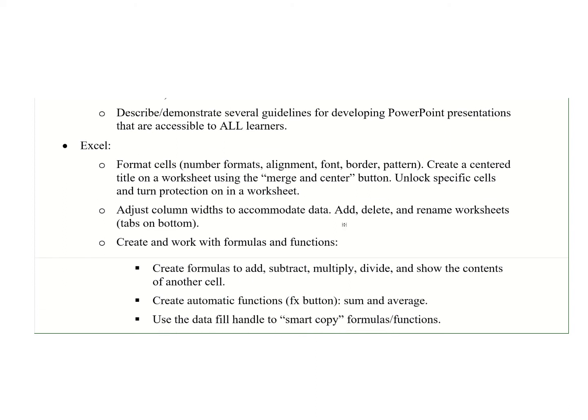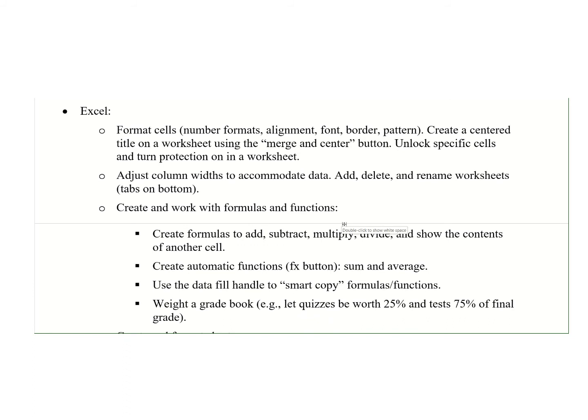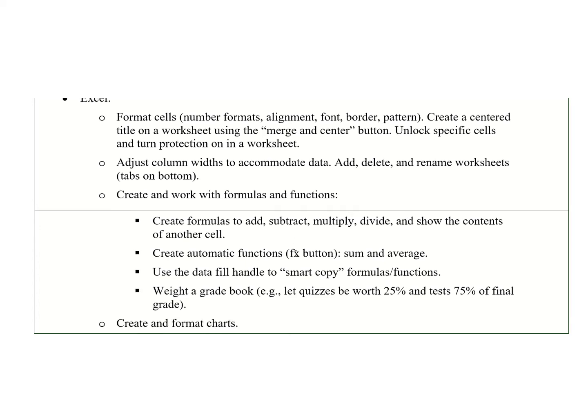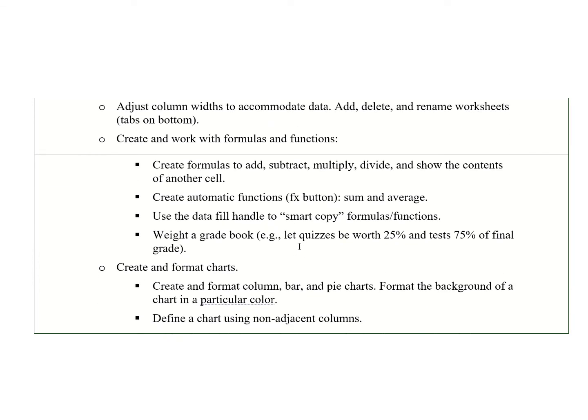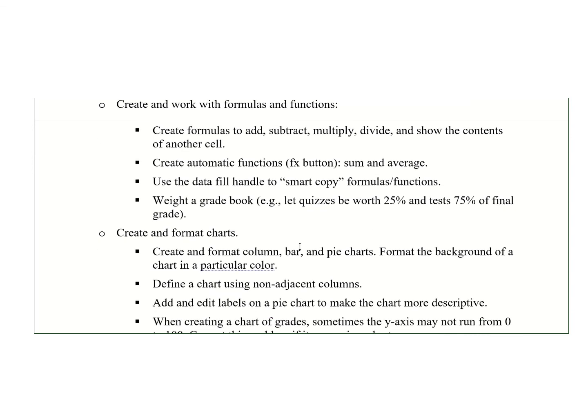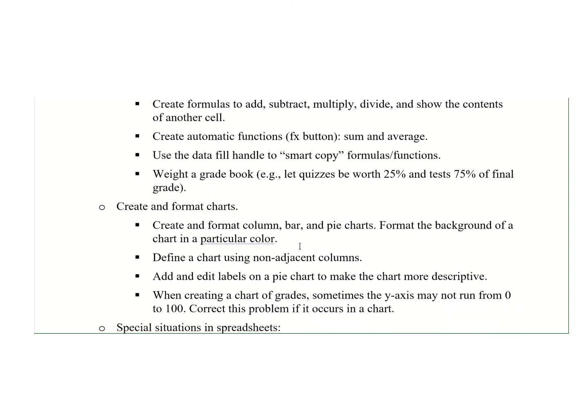Then we moved into Excel, and we looked at formatting cells, we looked at adjusting all the widths, adding, deleting various elements. We looked at creating and working with formulas, and the formulas were the manual calculations that we did, like adding by saying this cell plus that cell. And we also did it through automatic functions by pressing the FX key, and then we're able to say, give me the sum or the average.